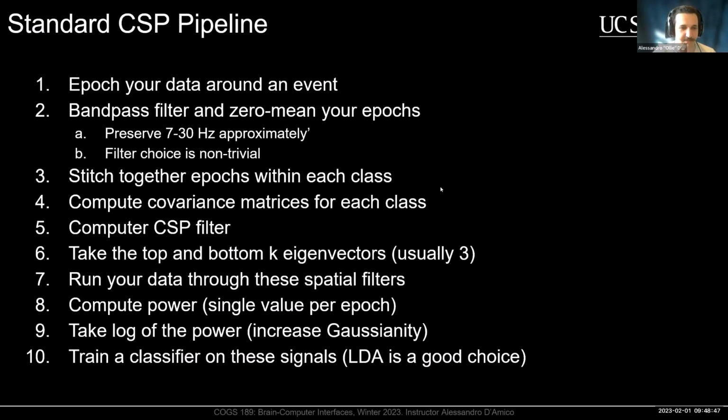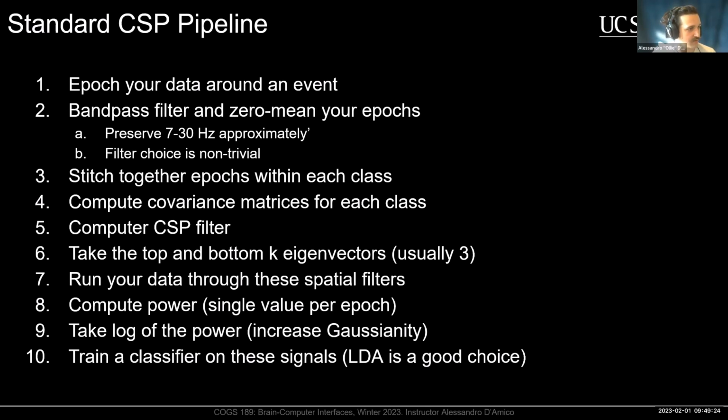You then stitch together these epochs, compute the covariance matrix, compute the CSP filter, and then you would take the top and bottom K eigenvectors. Typically that's 3, but again, you could learn this K through cross-validation. You then run your data through these spatial filters, compute the log power, and then all you'd have to do is train a classifier on these signals. And in this case, LDA would be a good choice, since you're going to get these Gaussian signals after you've taken the log power. So this is a general overview of CSP and how you'd use it for motor imagery. Again, there's a lot more that you can do with this.